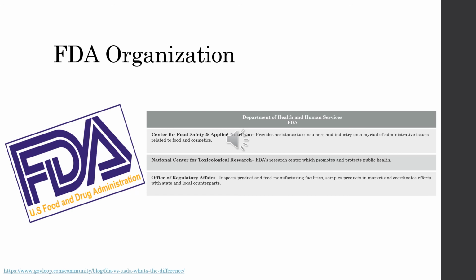The FDA itself is not a cabinet-level position. It is nested under the Department of Health and Human Services. Within the FDA, there are a few groups that bear noting. The Center for Food Safety and Applied Nutrition provides assistance to consumers and industry on a myriad of administrative issues related to food and cosmetics. The National Center for Toxicological Research is the FDA's research center, which promotes and protects public health. And the Office of Regulatory Affairs inspects product and food manufacturing facilities. They sample product in the market and coordinate efforts across state and local counterparts.